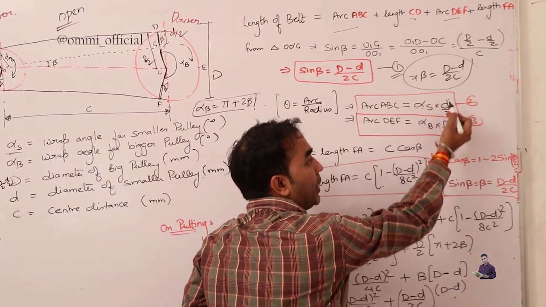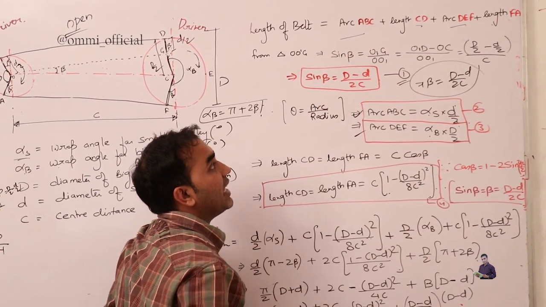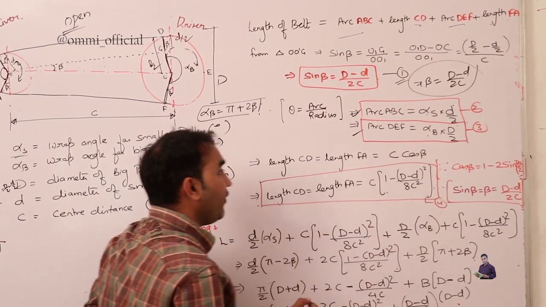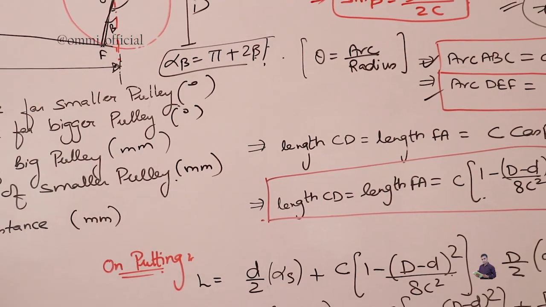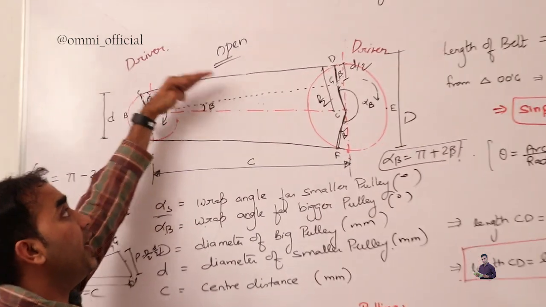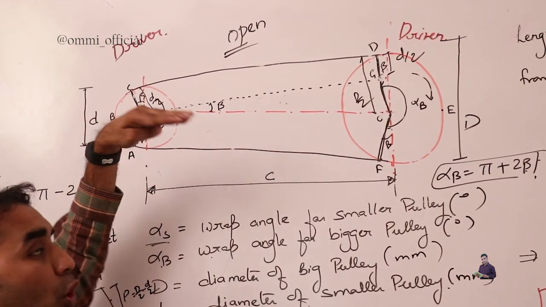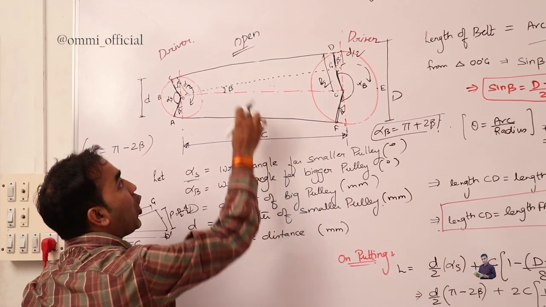So alpha s into d by 2, alpha b into d by 2. This is for the arc ABC and arc DEF. Now what is the length CD and length FA? As this is a length at the free zone where no contact should be there, so the length CD, or we can say length AF, both are analogous, which should be equal to C cos beta.